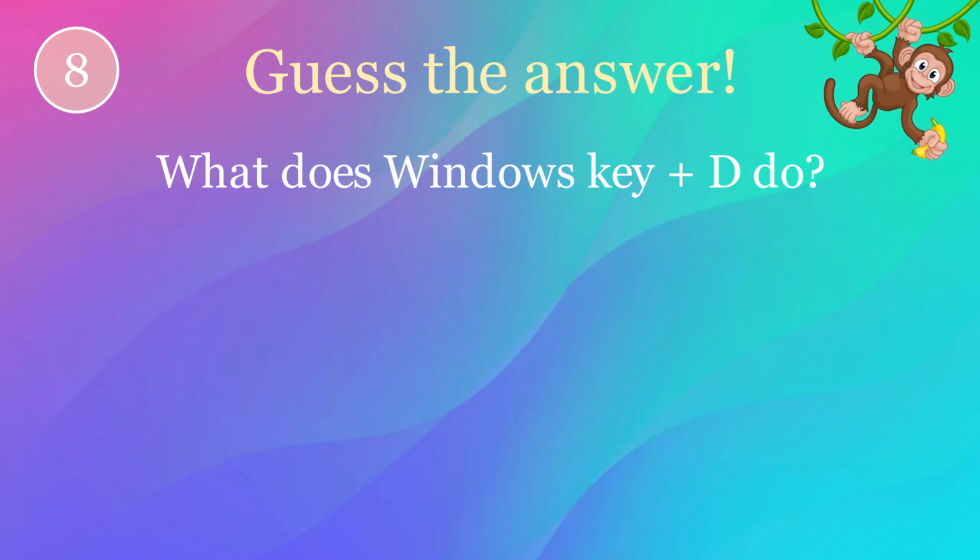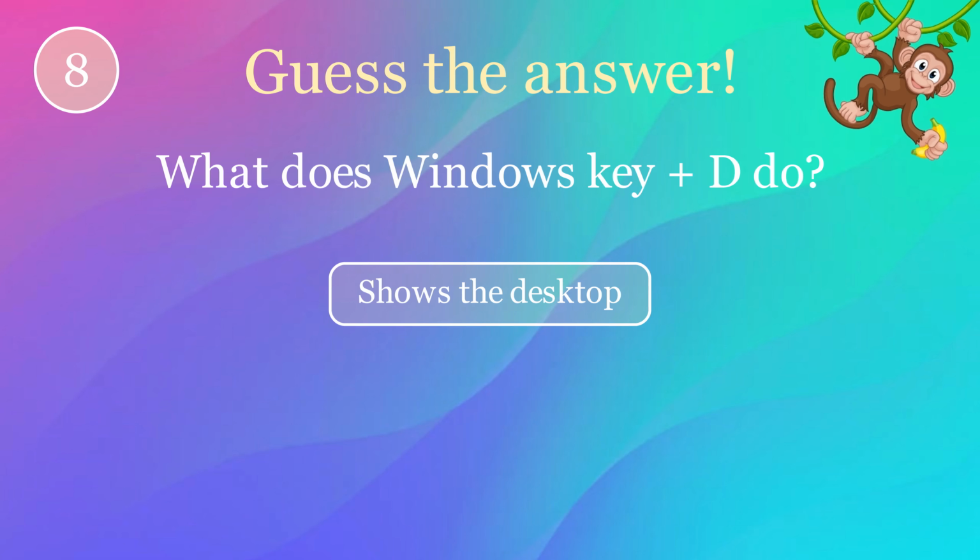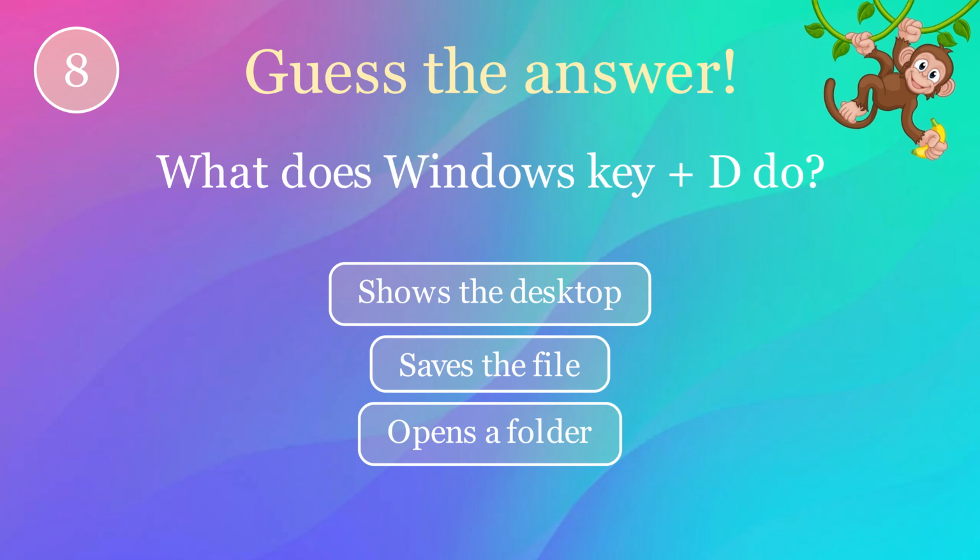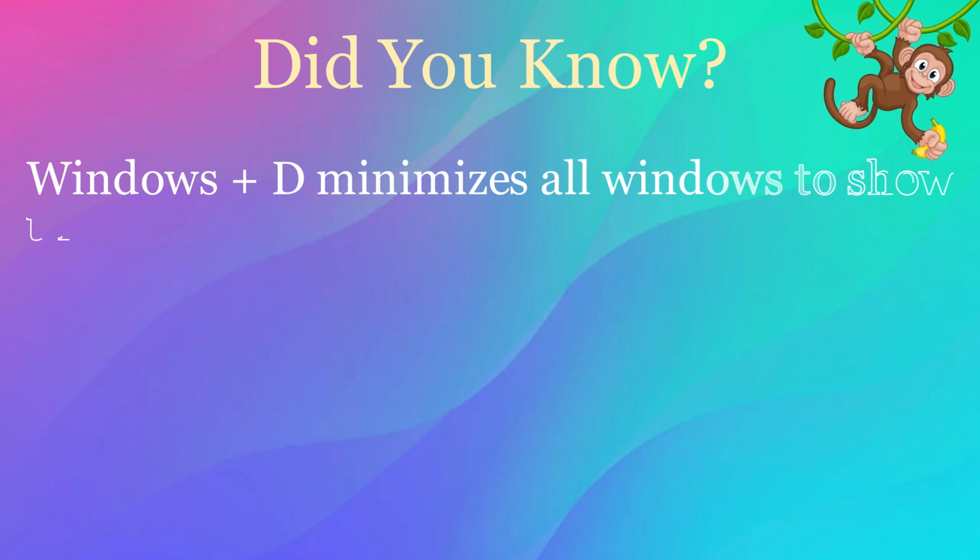What does Windows key plus D do? Shows the desktop. Saves the file. Opens a folder. The correct answer is, shows the desktop. Here's an interesting fact, Windows plus D minimizes all windows to show the desktop.